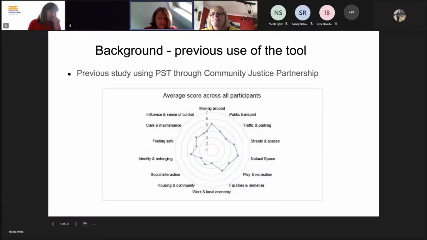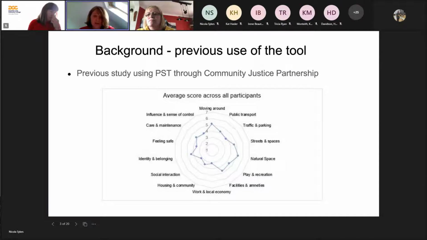We first used the Place Standard tool back in 2018. I was working within the Community Justice Partnership, and the tool was carried out with people who touched on the criminal justice system in some way. So that was victims, perpetrators, those at risk of offending. It created a wealth of information, actually, and we realised the power of it.